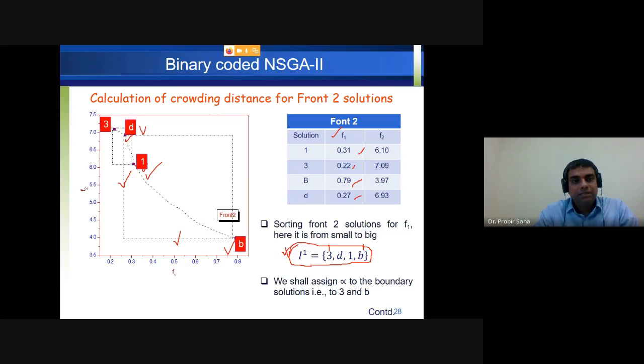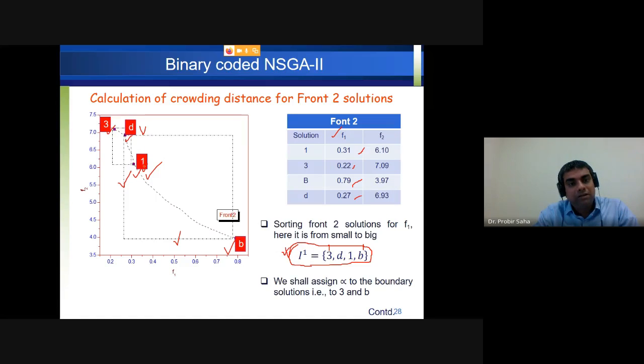Now for 1, you can see the crowding distance is very big. And for D, what are the neighboring solutions? Solution 3 and solution 1. So you can see the perimeter will be less, right? So this is bigger than this. Now what does it indicate? It indicates that out of 3 and B, they will definitely be chosen, selected.